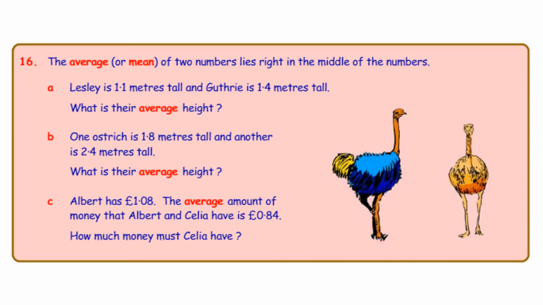Okay. Here is the one then that is a challenge. The average of two numbers lies right in the middle of the two numbers. So Leslie is 1.1 meters tall and Guthrie is 1.4 meters tall. What is their average height? That is asking what is halfway between 1.1 and 1.4. Okay? And I'll leave you to work out the others by yourself. Any problems, let me know how you get on.